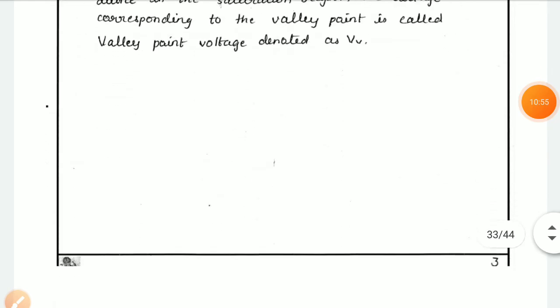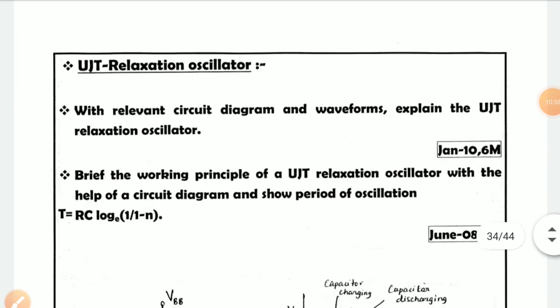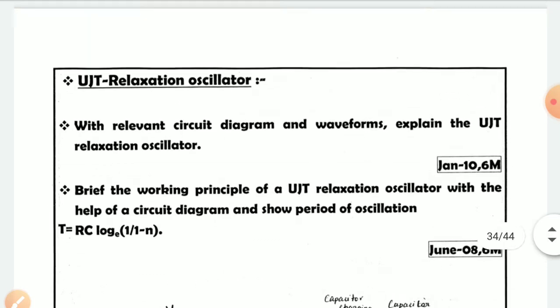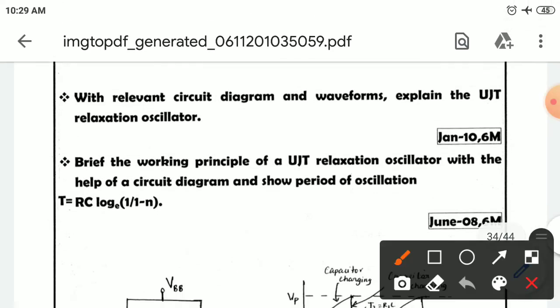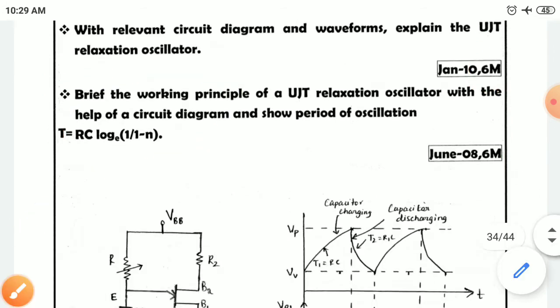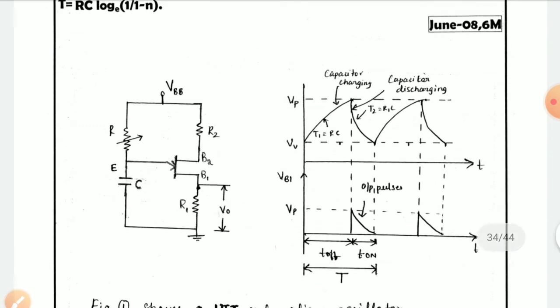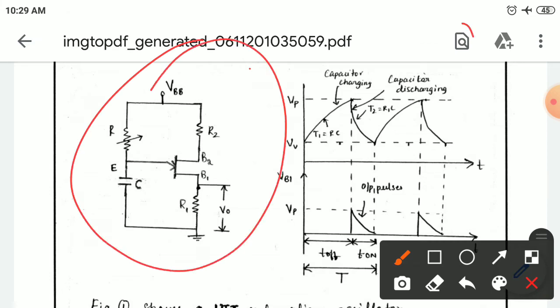Next is the UniJunction relaxation oscillator, that is the UJT relaxation oscillator. Some of the expected questions are: with the relevant circuit diagram and waveforms, explain the UJT relaxation oscillator, or explain the working principle of the UJT relaxation oscillator with the help of the circuit diagram, and also show the period of oscillations, that is T equals RC log of 1 divided by 1 minus n. So this is the UJT relaxation oscillator equivalent circuit, and this is the relevant waveform.